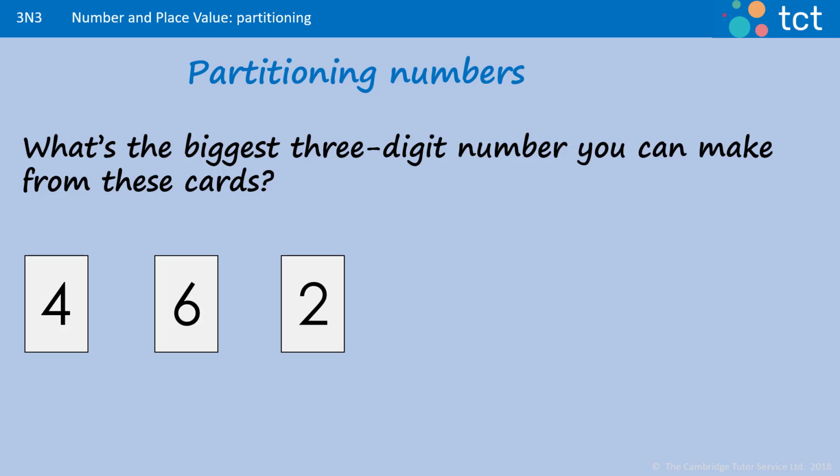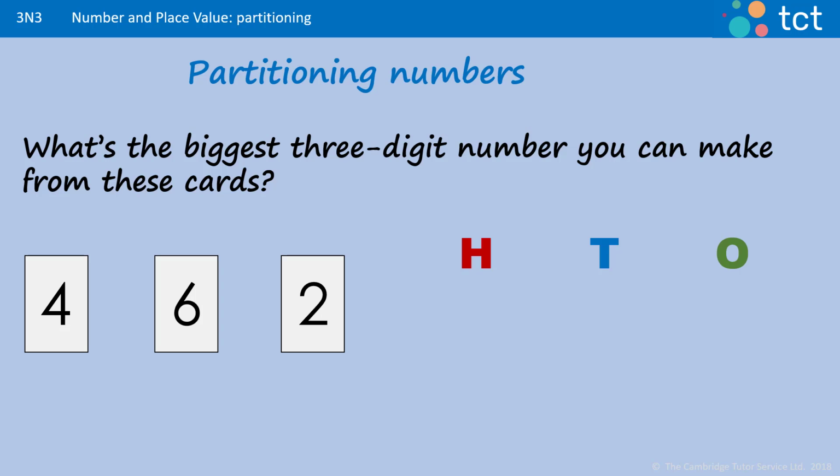A task children are asked to do to help them understand place value is to use digit cards and rearrange the cards to make either the biggest or the smallest number they can. Here we've been asked to make the biggest 3-digit number possible using the digit cards 4, 6 and 2.